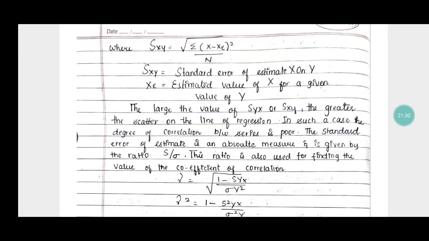The larger the value of SYX, the greater the scatter around the line of regression. In such a case, the degree of correlation between the series is poor.